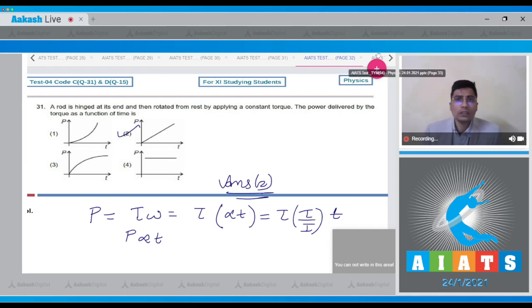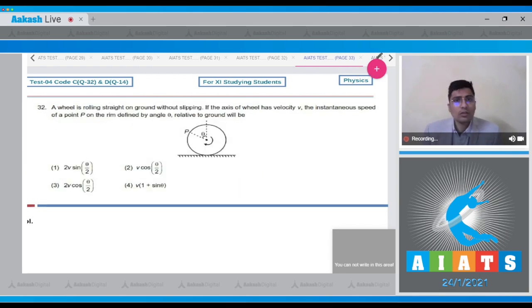Moving on to question number 32. This one we have to find out the instantaneous speed of point P on the rim defined by angle theta relative to the ground. Now, student, since the wheel is rolling purely, this will be the instantaneous axis of rotation. Now if this angle is theta, this angle, dear student, will be equal to theta by 2.